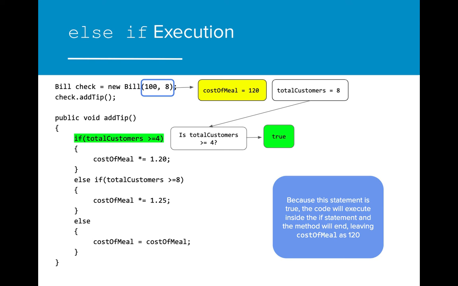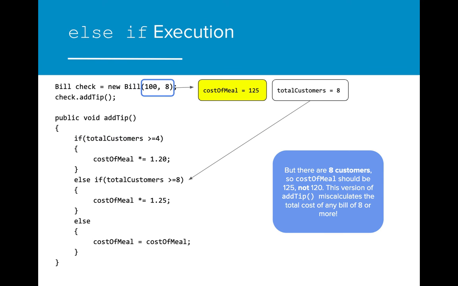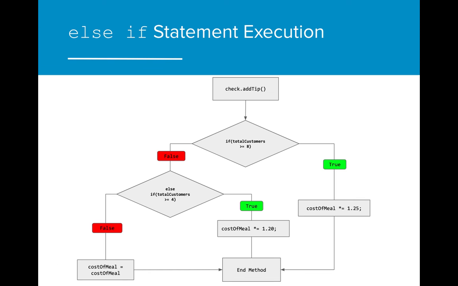The cost of meal is then changed in the if statement, and the cost of meal is changed to be 120. But the total customers is 8. Because the else if statement follows the initial if statement, it isn't tested at all if the initial if statement condition is true. Thus, there is a bug in this program that is miscalculating the tip of meals. Paying attention to the order of the if and else if statements matter so that the programs evaluate correctly. Here's a diagram of the program we just created and evaluated.